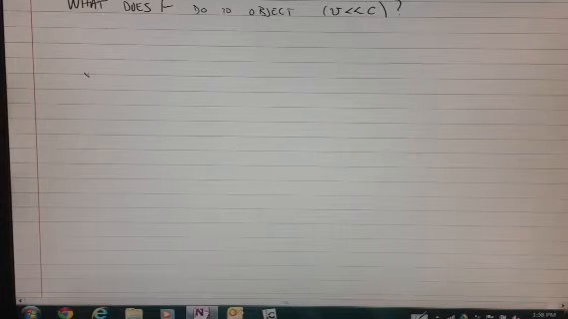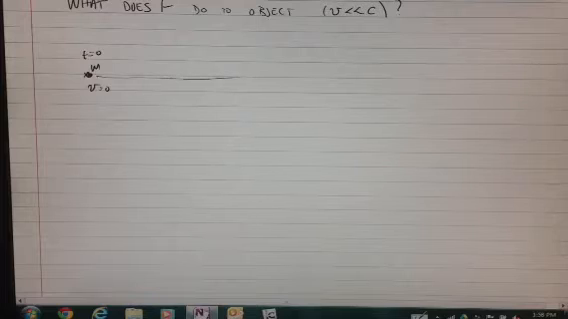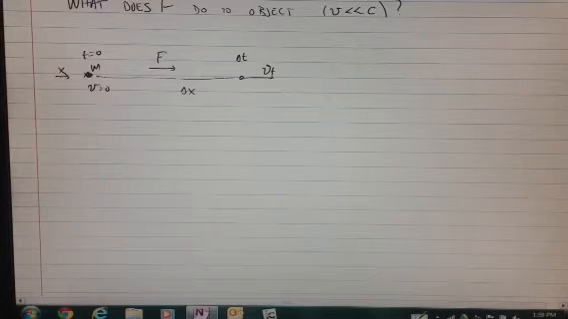So let me pick an origin right there. At t equal to 0, I've got an object of mass m that's at rest. At time delta t, it's right here, it's gone a distance delta x, and it has a velocity I'm going to call v final. That's the x direction. And during this time, it has a force, which is just equal to F in the x direction, F times x hat.